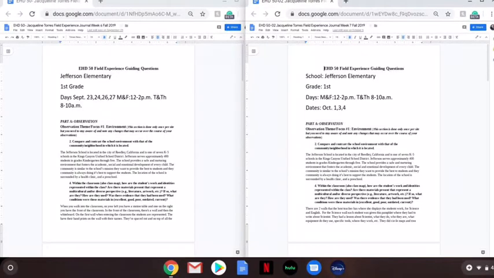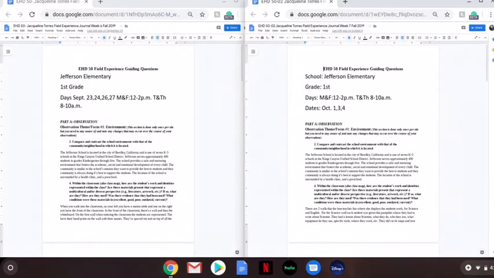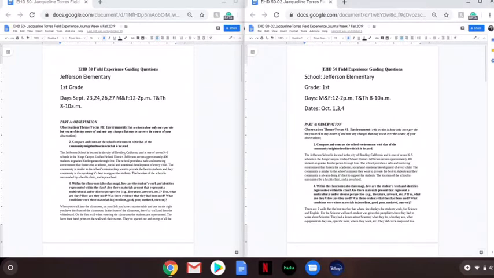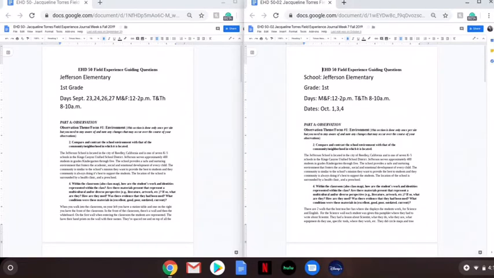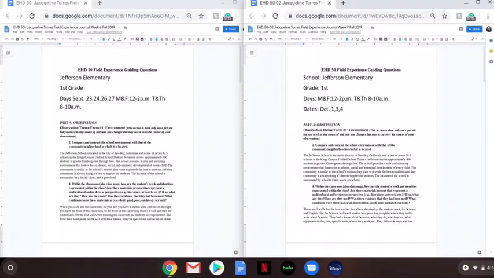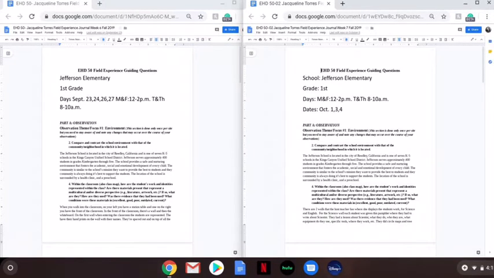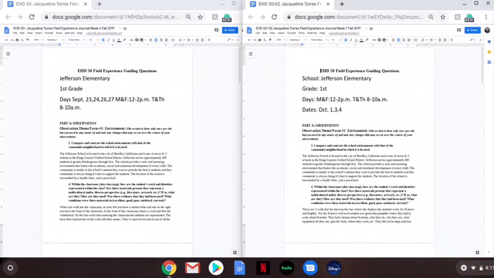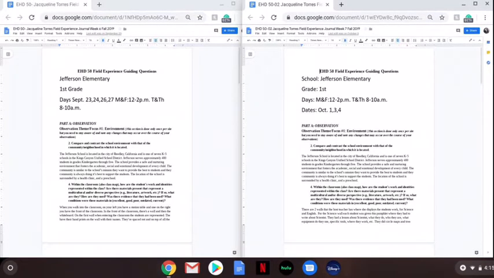I always think that some of my best journal entries were really in week 6 and week 7. I think this is where I was able to put more information about what I was seeing in my observations and who I was with. I started off most of my journal entries with the school that I'm doing, the grade, the days I would go. So Monday and Friday, and Tuesday and Thursday, from 12 to 2, and then from 8 to 10. And then I would put the dates that I went.